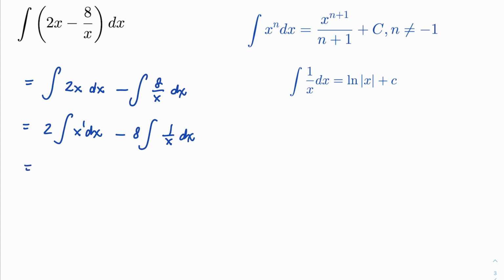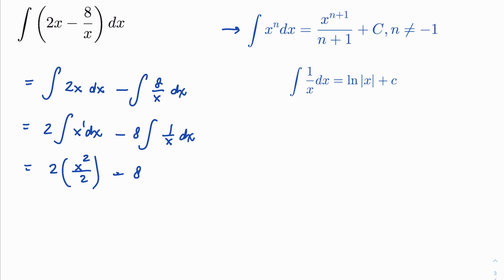To utilize the power rule, which is this property right here, we have 2 times, we go up to the next power, which is x squared, and divide by the new power, and then minus 8 times, now the antiderivative of 1 over x. The power rule does not work on that one, because that's really an x to the negative 1, which would mean x to the 0 over 0.